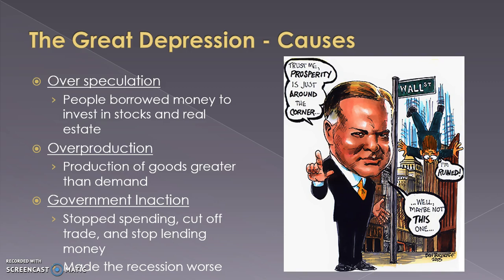You also see that the government doesn't want to interfere. Remember that the government has a laissez-faire policy towards economics. They believe that you leave economics alone, and so President Hoover, who was in charge at the time, argued that things were going to turn around on their own. We just needed to be patient. So they stopped spending, they cut off trade, they stopped lending money, thinking that they would save money, and instead they made the recession worse.